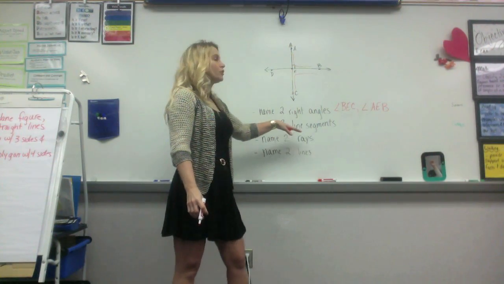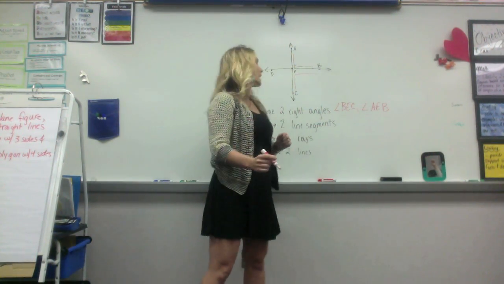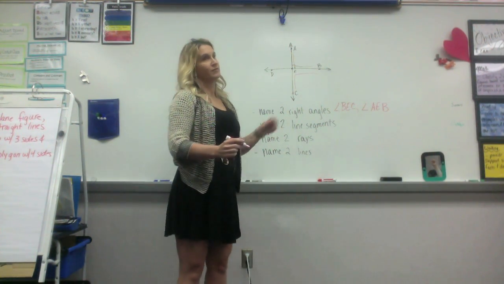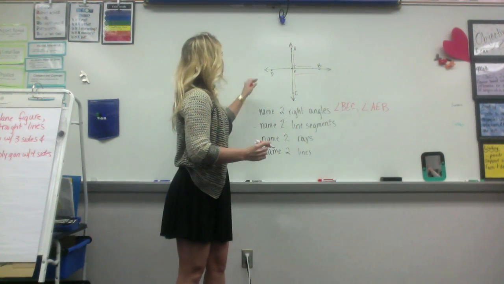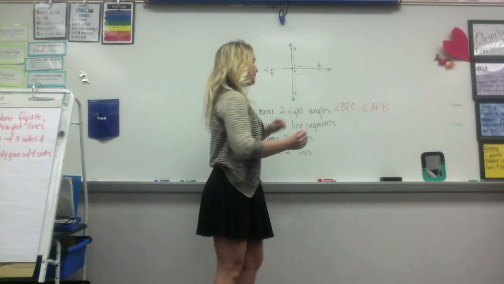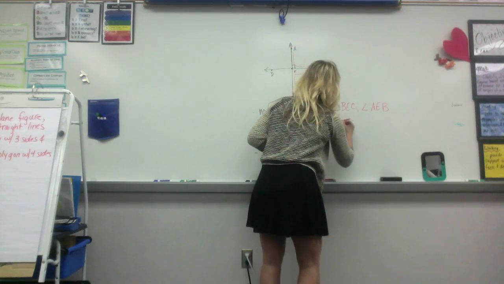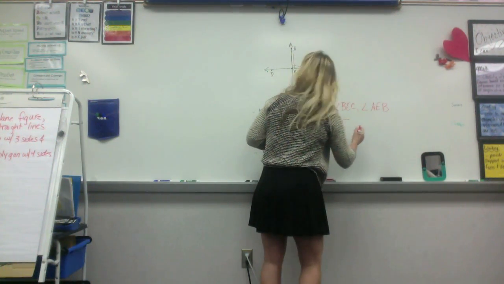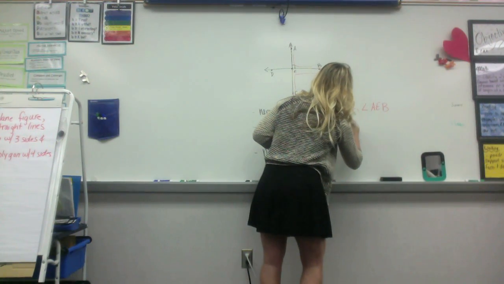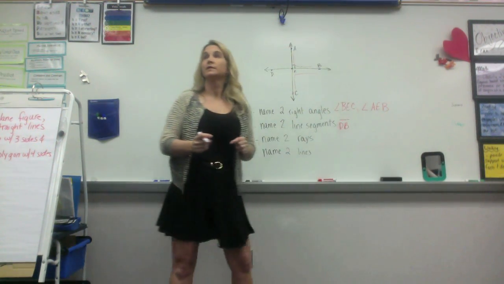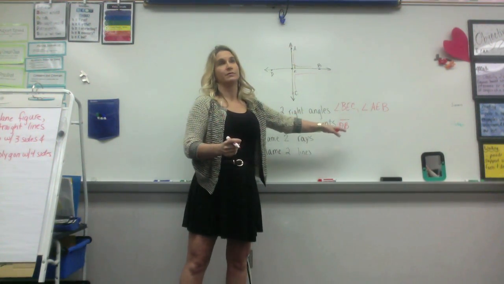All right, name two line segments. Brian. D and B. Oh, you have to give me the whole thing. Line segment DB. Line segment is just a straight line. You said arrows at the end. Should it have arrows?